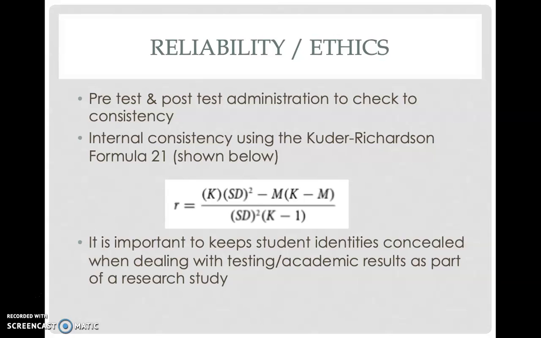And another option is to make sure, in terms of ethics, that it's important to keep student identities concealed when dealing with testing and academic results as part of a research study. That does apply for many different data collection techniques, and it also, as you can see, does apply in the field of testing. So it's important that you do conceal student identities when presenting your information.